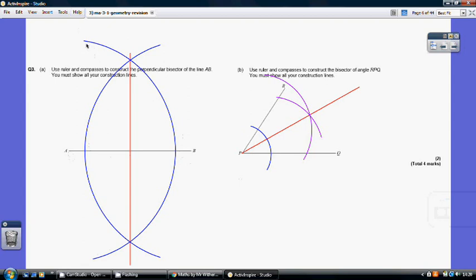And then without changing the length between the pin and the pencil, do a second arc with the pin here. That's the second arc here. And then our final answer is the straight line that goes through where these two arcs intersect. So my final answer is the red line. The blue lines are my construction lines. Now for part B, I've got to work out the angle bisector.